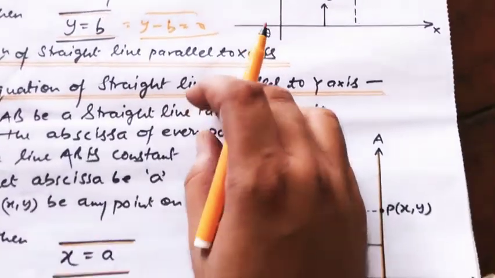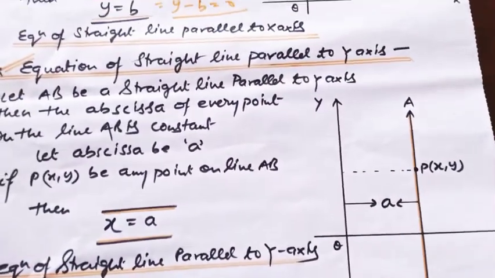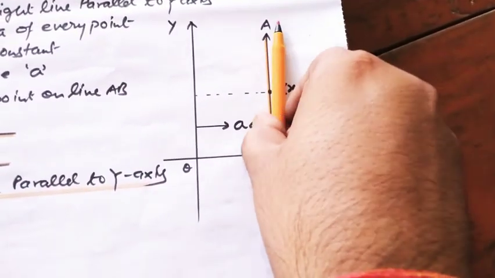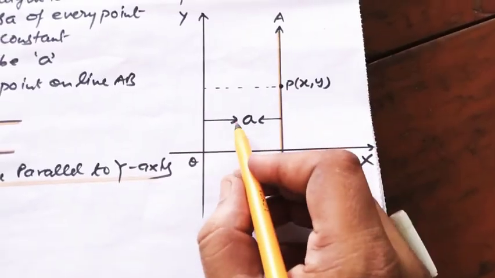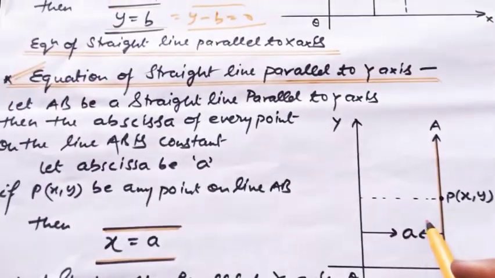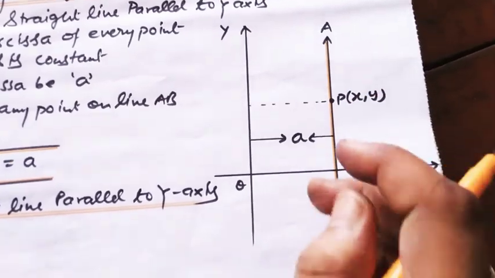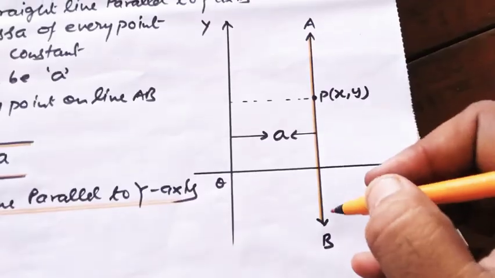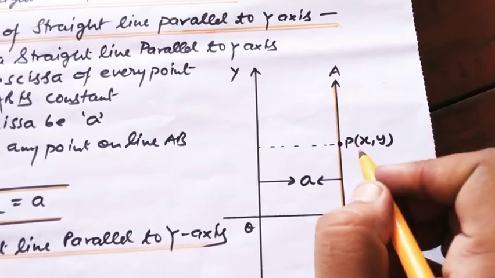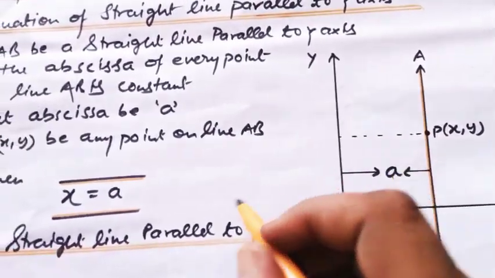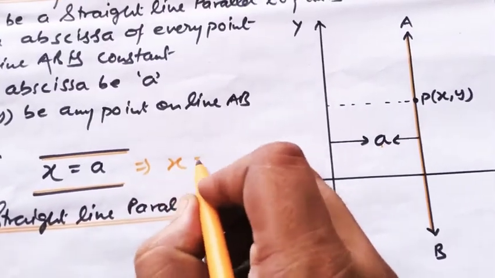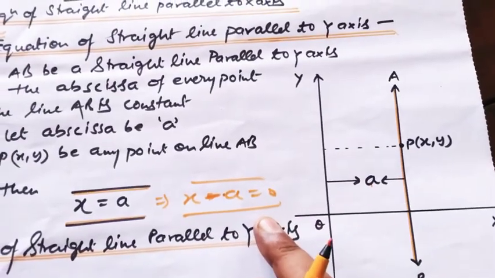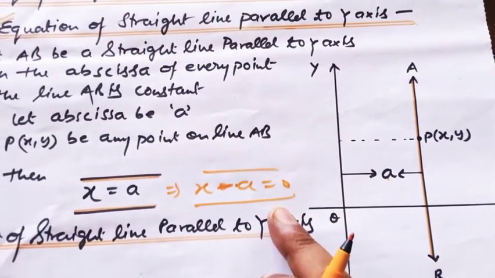Similarly, if we write the equation of a line parallel to y-axis, this is y-axis and this line is parallel to y-axis. Suppose that it is at a distance a. That means on this line this a is the same everywhere. Means abscissa is the same on this line, which is parallel to y-axis. Here the abscissa is x, that means x is equal to a. From here we can write x minus a equal to 0. This is the equation of straight line parallel to y-axis.